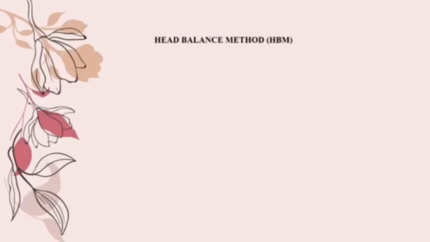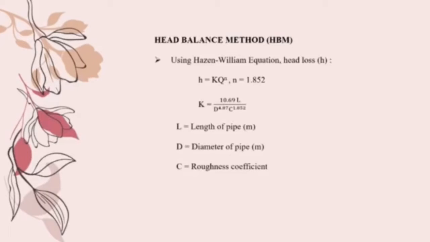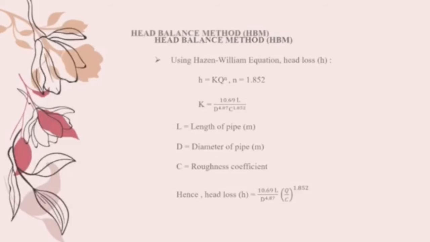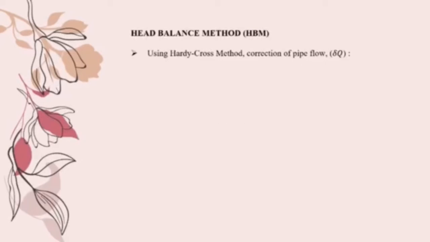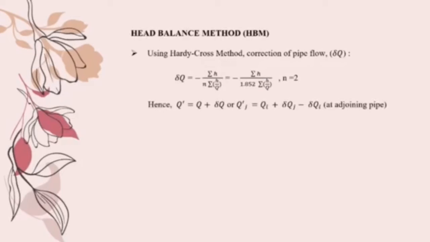For the HPM calculation, which is the head balance method, we are using the Hazen-Williams equation to find the head loss H. So these are the formulas used in this equation. L is the length of the pipe in meters, D is the diameter, which is also calculated in meters, and C is the roughness coefficient. By combining all the equations, we can get the final equation for head loss. Next, by using the Hardy-Cross method, the correction of the pipe flow delta Q can be determined. Hence, to find Q prime, Q plus delta Q, and at the adjoining pipe, Q prime j equals Qj plus delta Qj minus delta Qi.